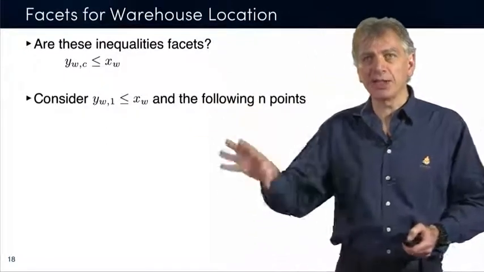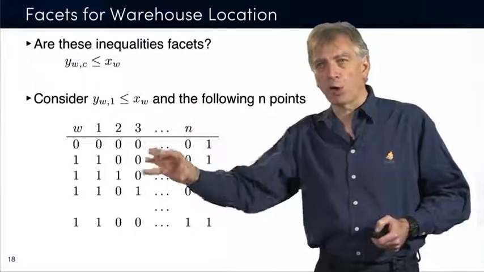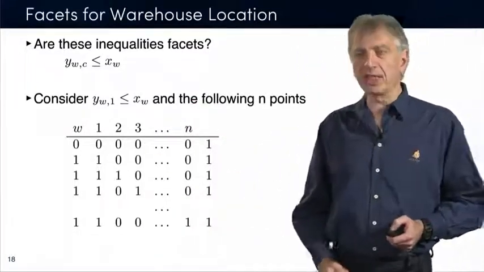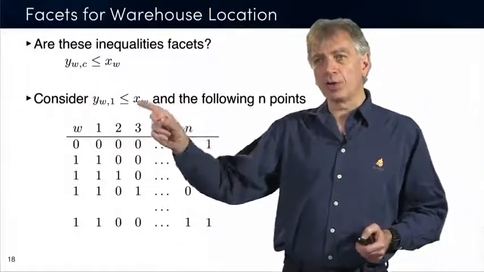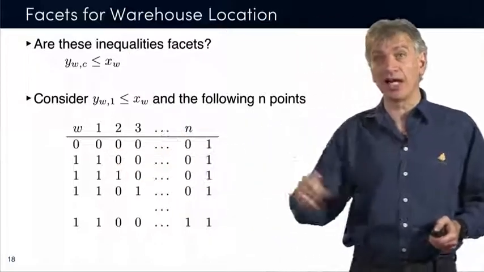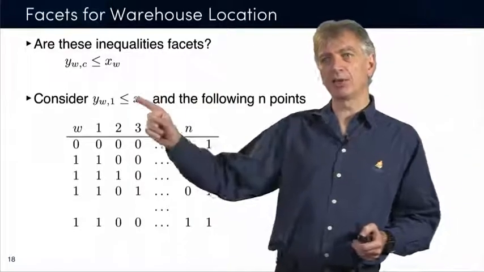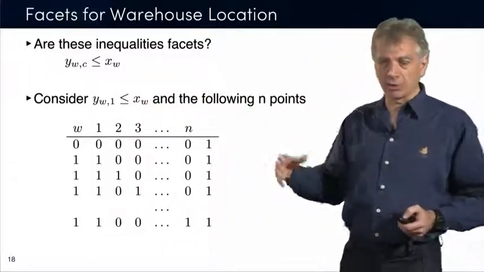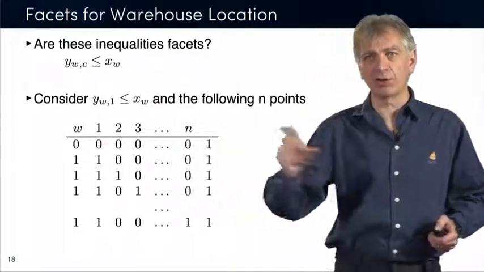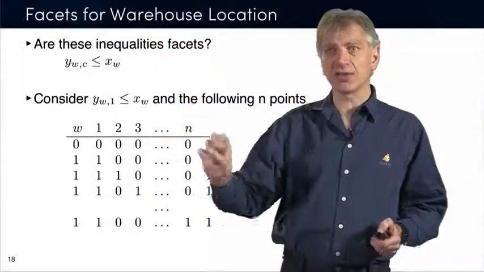Okay? So I'm going to cheat a little bit here. I'm going to assume that we have only one warehouse, and then you can generate these points here which satisfy these constraints at equality. So what we are looking at here is warehouse W and customer 1, and these very simple constraints. What you see in the points is that we're going to assume that XW is 0. If XW is 0, then YW1 has to be 0, and that's the first point that you see there. And all the other customers, we put them to 0 as well. So we satisfy that constraint at equality.